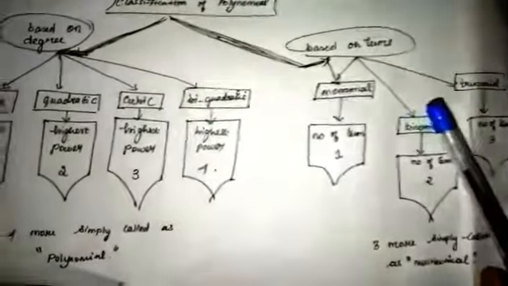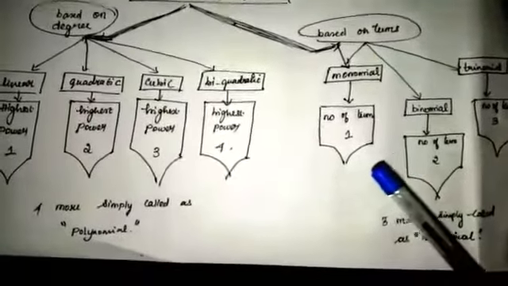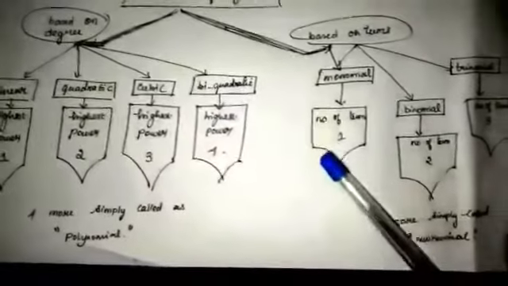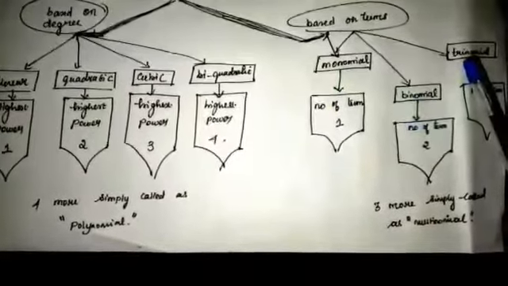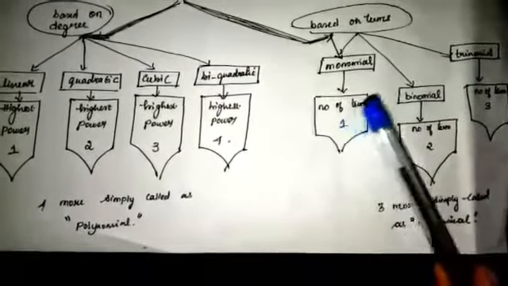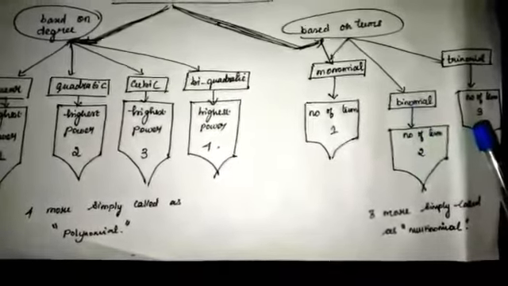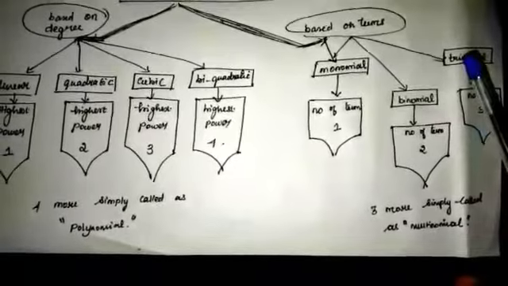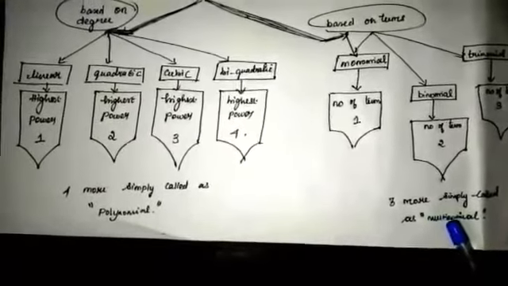We can classify the polynomials based on degree. And the next thing is based on terms, which you have also studied, which means the number of terms the equation contains. Based on that, we call it monomial, binomial, or trinomial. If the equation contains only one term, it is called a monomial. If it contains two terms, it's called a binomial. If it contains three terms, it's called a trinomial. And more than three terms, we simply call it a multinomial.